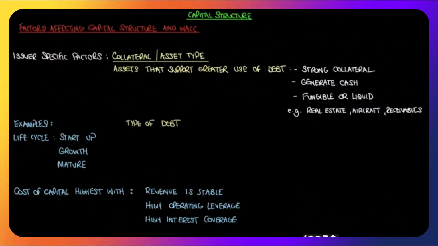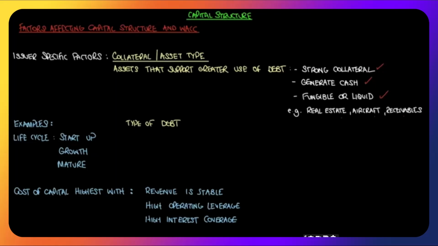And finally, in issuer-specific factors, collateral and asset type. If you have strong collateral, so assets that can generate cash that are fungible or liquid, meaning they are similar to other assets and easy to sell and realize profit for, they are going to be good to offer as collateral for debt. And if you can offer them as collateral for debt, it is going to bring down your cost of debt. Good examples, real estate, aircraft, receivables.